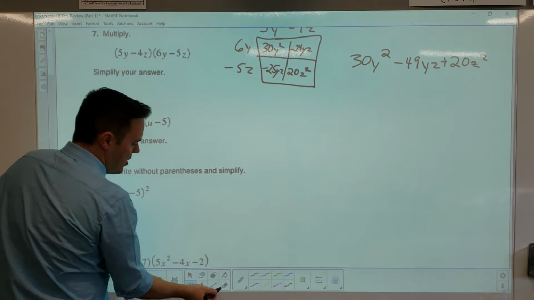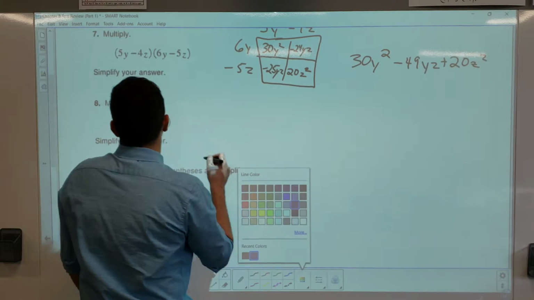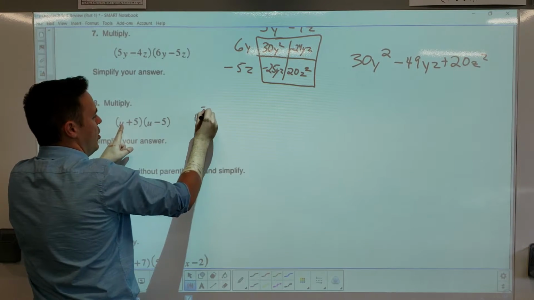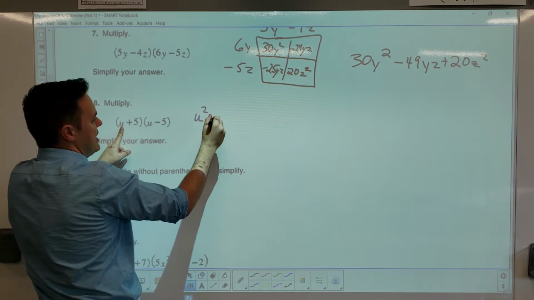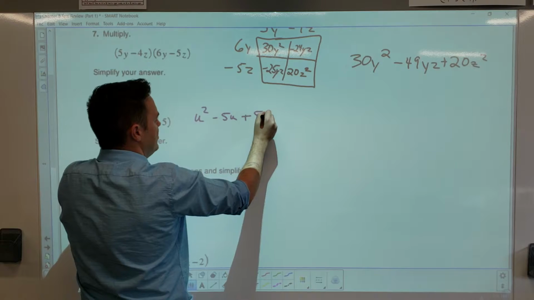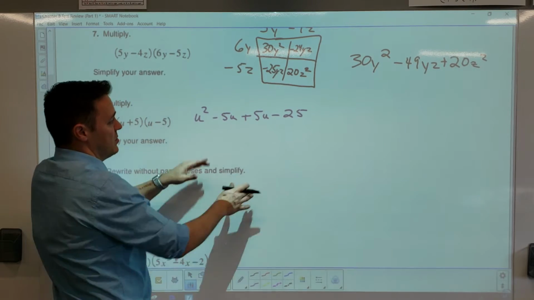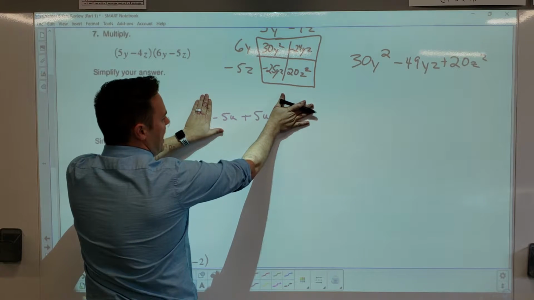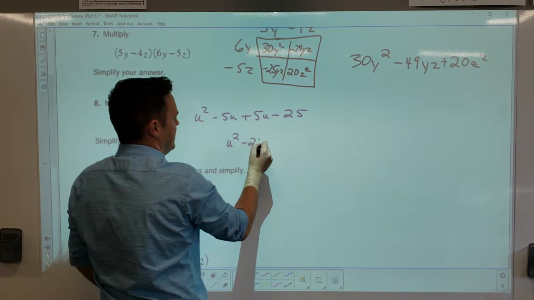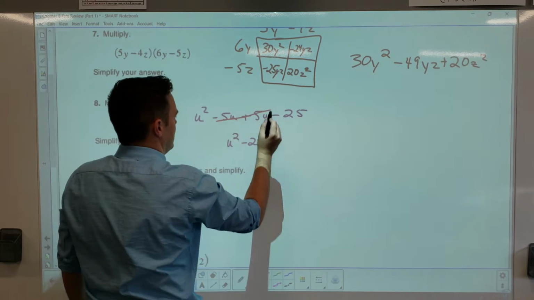All right, 2 more. So on this one here, I'll do the box method, but there's an easier way to remember to do it, just to let you guys know. So this would be u times, I'll actually do the FOIL, u squared, and then u times the negative 5 would be negative 5u. Then 5 times u would be plus 5u, and then it would be negative 25. Okay, so now ladies and gentlemen, what do you see? Negative 5 plus 5, they actually cancel each other out. So you're left with u squared minus 25. Okay, hopefully you guys can see that these actually cancel each other out.